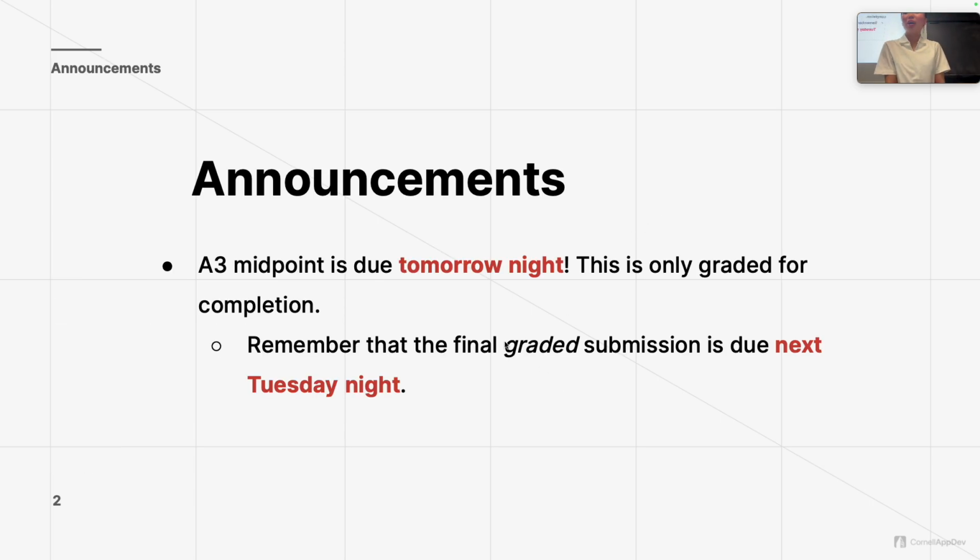Okay, quickly, A3 midpoint is due tomorrow night. So, just to reiterate, for the midpoint we only care that you make at least one commit. So, you can technically put as much effort as you want into that midpoint. The important part is that the final graded submission is due next Tuesday. That's the part where we actually will run your app and make sure that it works and has all the functionality. Any questions on this? No? Okay. All you have to do is submit your repository link on CMS, and we'll just click open it and check you have something committed or started on it to some extent.